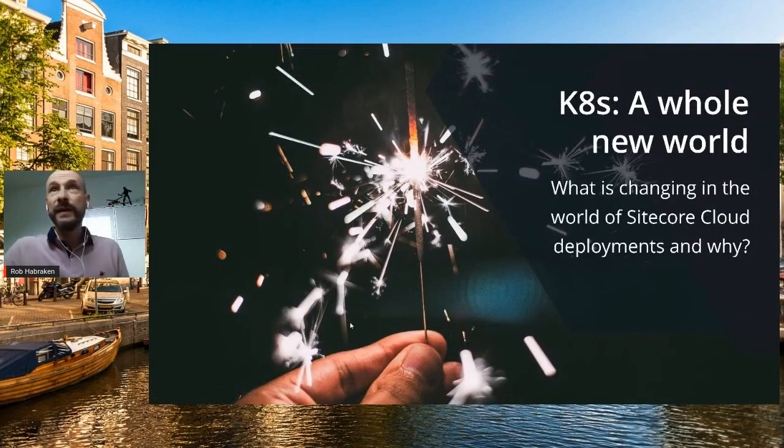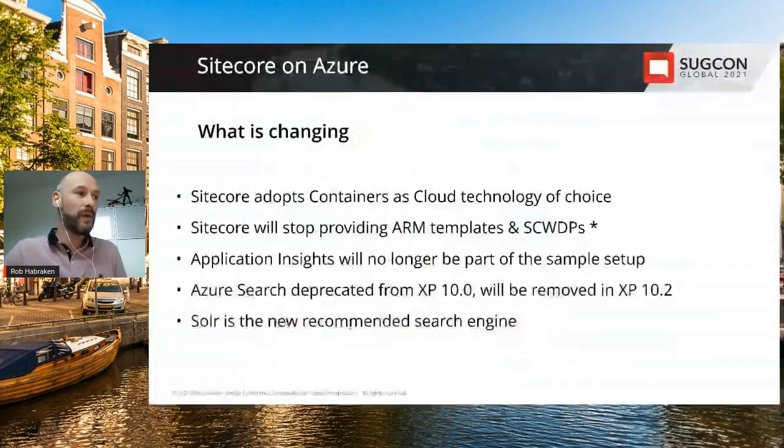And why are we doing this? Well, Kubernetes is a whole new world, and it's kind of a steep learning curve if you're new to it. But things are changing in the cloud landscape, and let's have a look at why. The most prominent change is that Sitecore is adopting cloud containers as their cloud technology of choice. They will stop providing the ARM templates on Azure and the Sitecore web deploy packages, as we've seen them for the recommended Azure PaaS infrastructure.